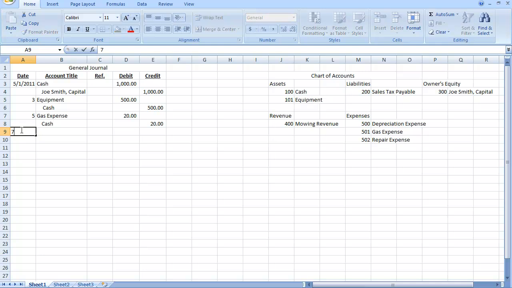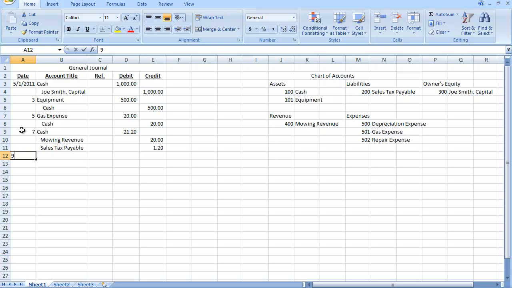So on May 7th, you mow your first lawn and collect money for it. So you will have cash. Let's say your grandfather gives you $21.20 to mow his lawn. So then you'll have mowing revenue, and that will be $20. And then the other part will be sales tax payable, and you credit that for $1.20, because that's how much the sales tax is. So that's how you account for recording revenue with sales tax.